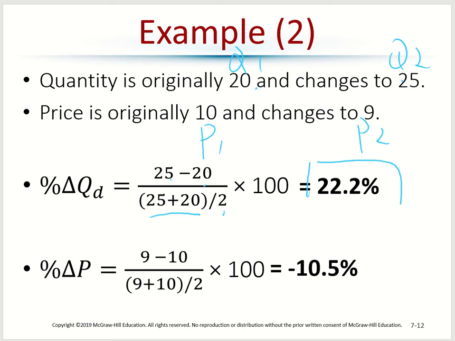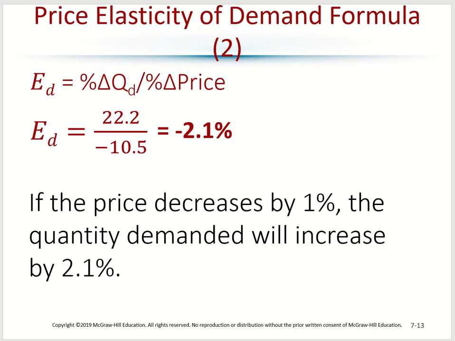And that should give you 22.2%. And then 9 minus 10, so new minus old, divided by (9 plus 10) over 2, and it's 10.5%. And then last step again, use your percentage change in quantity divided by percentage change in price. So again, guys, this is a typo.